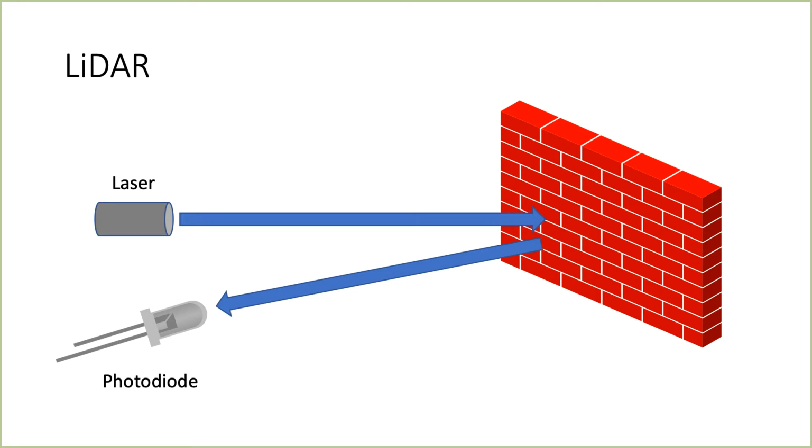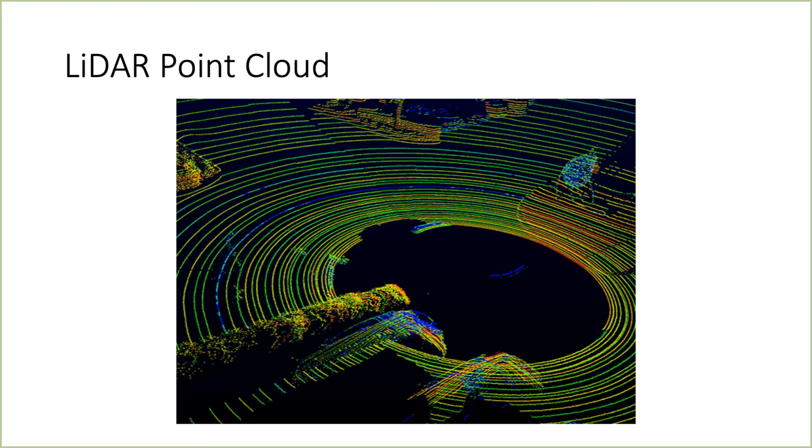So LiDAR, we essentially have a laser. It's sending out pulses. They're getting reflected by objects and then getting picked up by a photodiode. And because the speed of light is constant, we're able to measure the distance the object is away from the laser based on how long it takes from when the pulse is emitted to when the pulse is received. And so for the car, it's able to generate this kind of point cloud around it to perceive its surroundings.